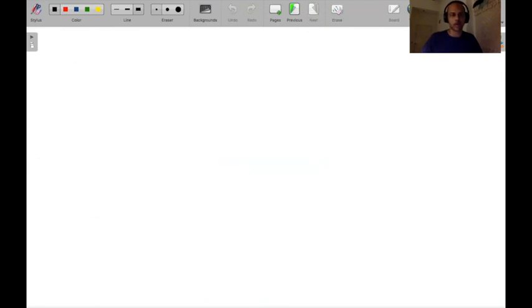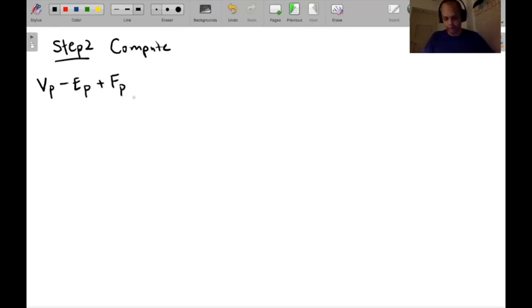Okay, so now comes step 2, which is the final step. And step 2 is just to compute. So we want to know this quantity, vertices minus edges plus faces of P. And given this decomposition with the tree and the dual tree, we can rewrite this. So the vertices of P, well, those are the vertices of the tree. The tree contains every vertex.